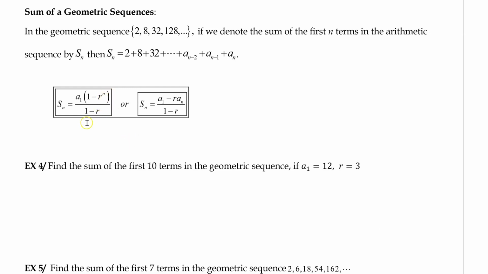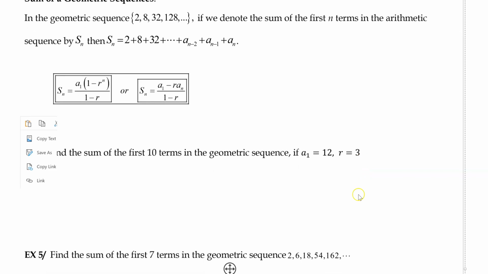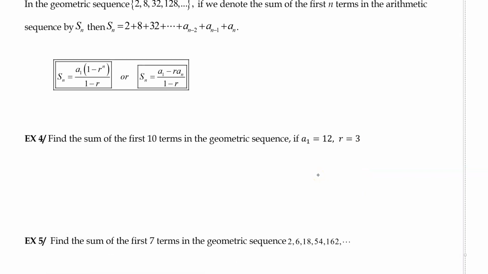So the first one is if we were given a sub 1 and r only. And the second one is if you're given a sub n, a sub 1, and your r. And then you can use those to find it. So the first one, a sub 1 is 12. And r is 3, so we're going to use the first one.